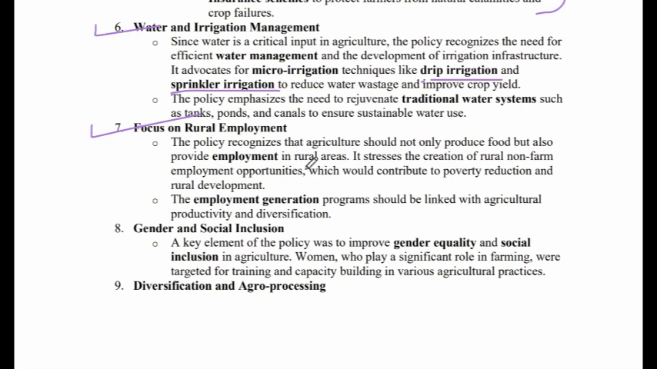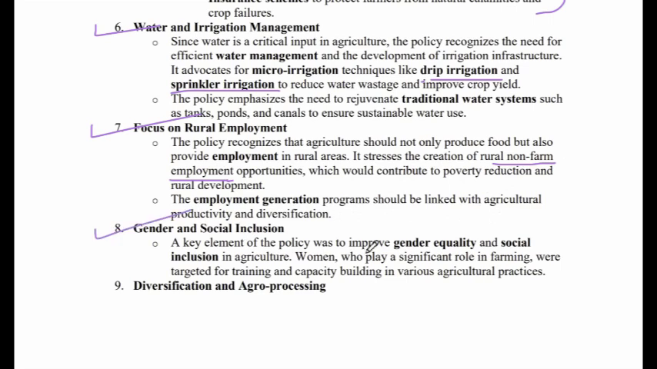Focus on rural employment. The policy recognizes that agriculture should not only produce food but also provide employment in rural areas. It stresses the creation of rural non-farm employment opportunities, which would contribute to poverty reduction and rural development. Now, what is non-farm employment? Means poultry and other basic types of work like sheep rearing and all of that. The employment generation program should be linked with agricultural productivity and diversification.